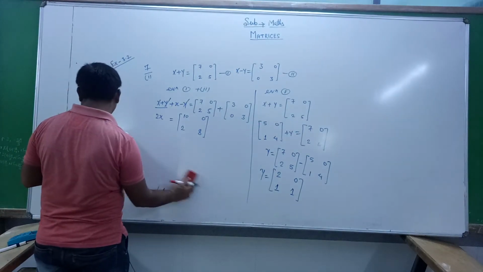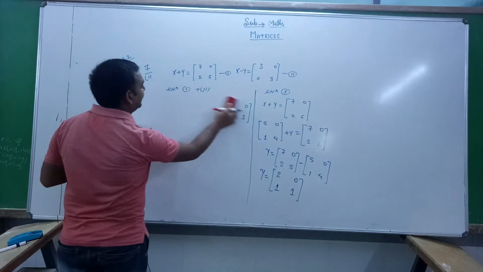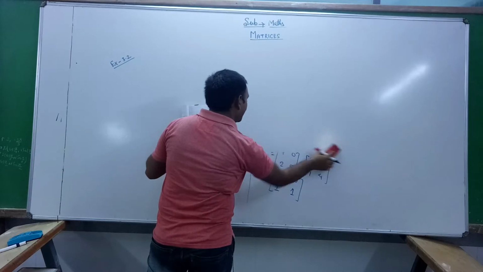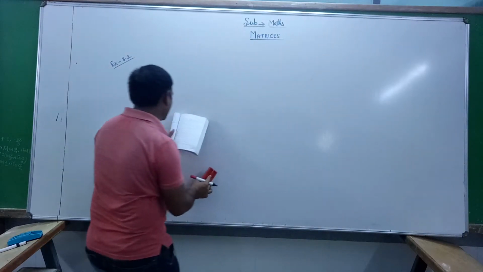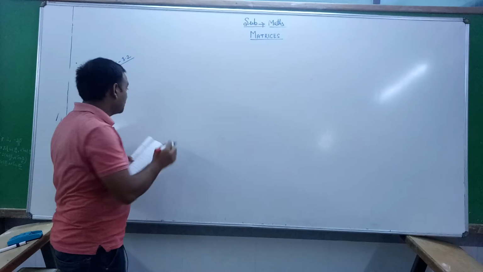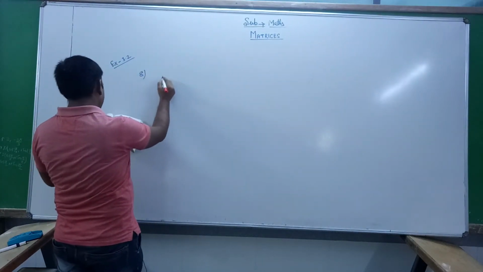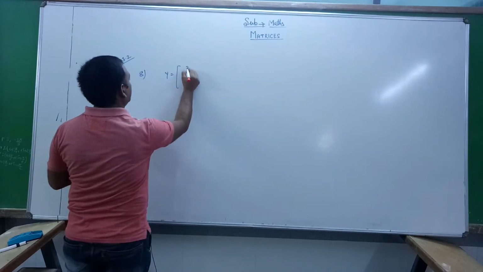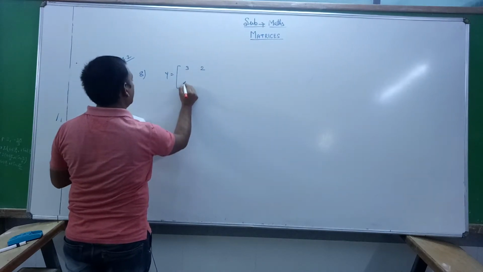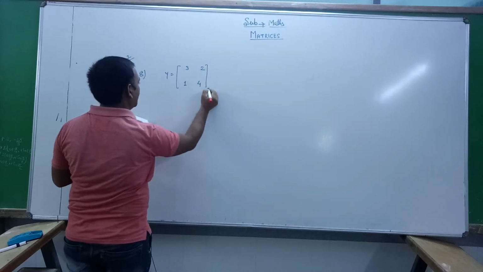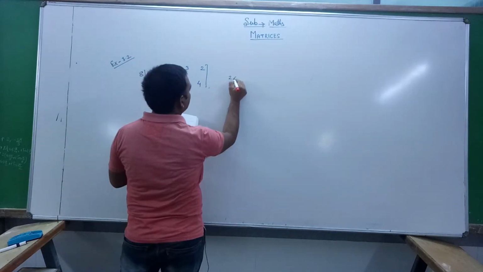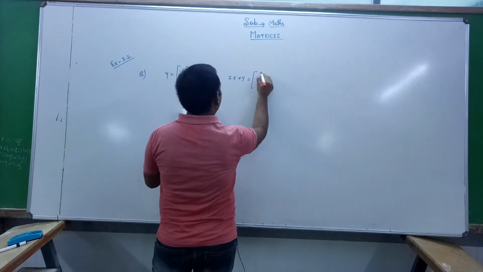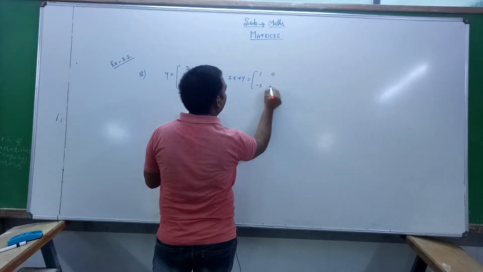Here another question is given, find the value of x and y, question number 8. The matrix y is equal to 3 2 1 4, and 2x plus y is equal to 1 0 minus 3 2.